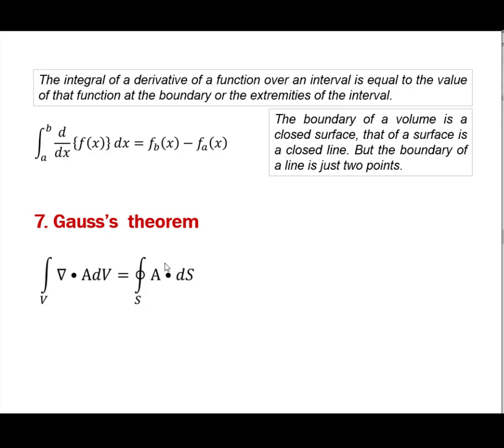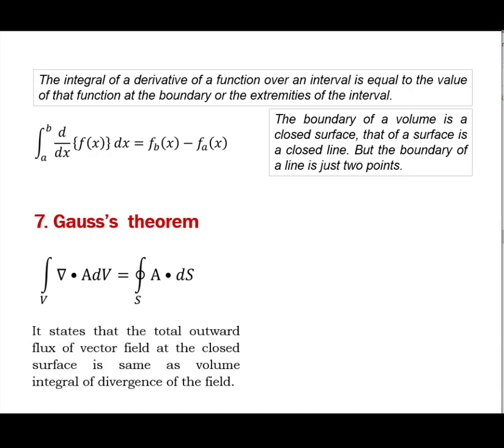Gauss theorem says that the volume integral of the divergence of a vector field A over a volume V is equal to the closed surface integral of that vector over a surface which encloses this volume. This right hand side is the total flux attached with this closed surface. So, in reverse, Gauss theorem states that the total outward flux of a vector field A through a closed surface S is the same as the volume integral of the divergence of the field.